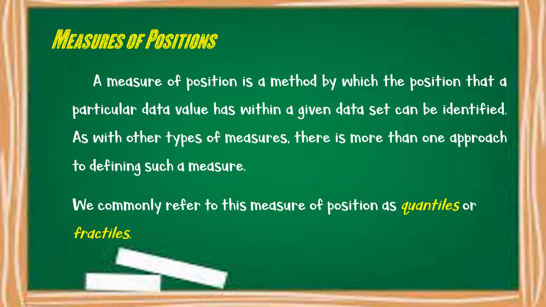A measure of position is a method by which the position that a particular data value has within a given data set can be identified. As with other types of measures, like what we have discussed before, the measures of central tendency and the measures of dispersion, there is more than one approach to defining such a measure. We commonly refer to this measure of position as quantiles or fractiles.